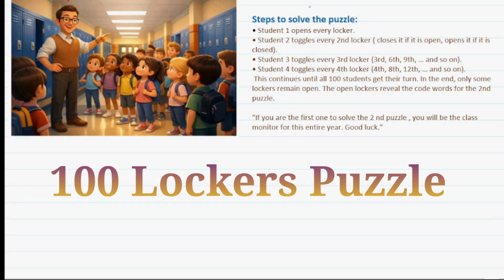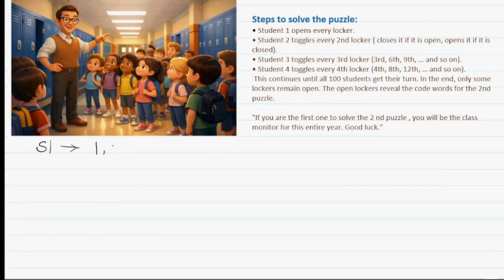See children, here you are 100 students and here I have 100 lockers in this room. Each one of you will go and open the lockers. First one will go and open, then the second one will toggle the locker. Toggle means if it is open, it has to be closed. If it is closed, it has to be open. Student 1 opens every locker, number 1, 2, 3, 4, 5, 6 like this till 100. So he goes and opens all the lockers.